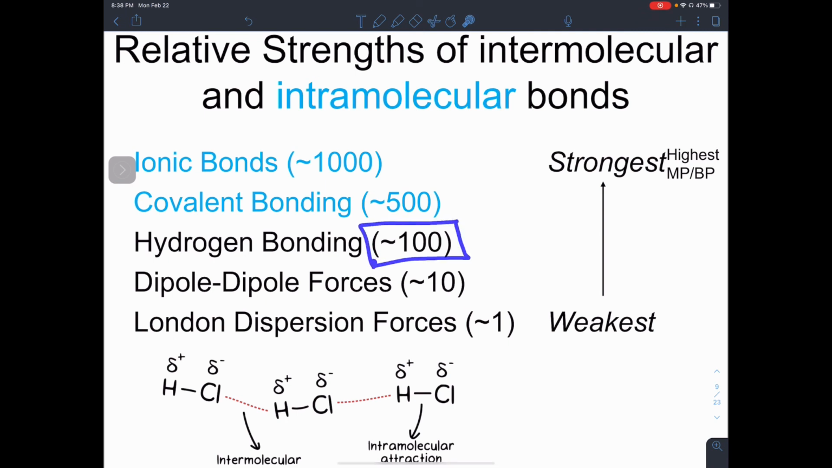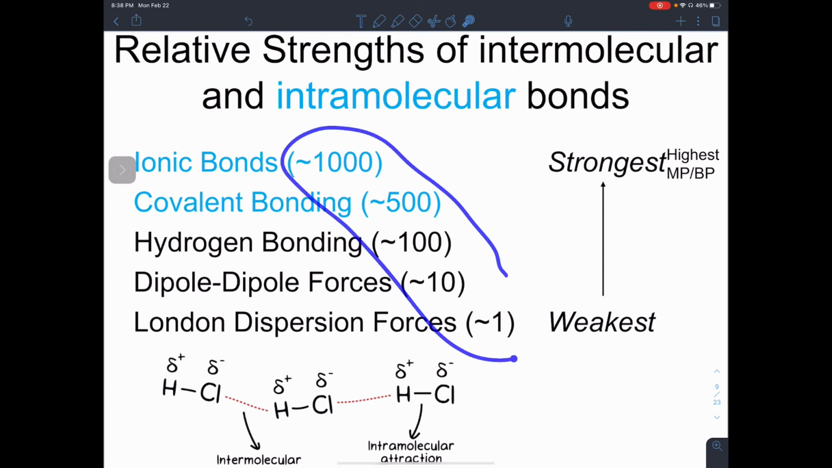Hydrogen bonding that we learned about today is the strongest type of force that exists between molecules as an intermolecular force. Dipole-dipole is about a tenth of the strength of a hydrogen bond, and relatively 1/10 of that strength would be a London dispersion force, the weakest by far. So these numbers here are approximations just to give you a sense of the relative strength of these 5 types of forces that occur.